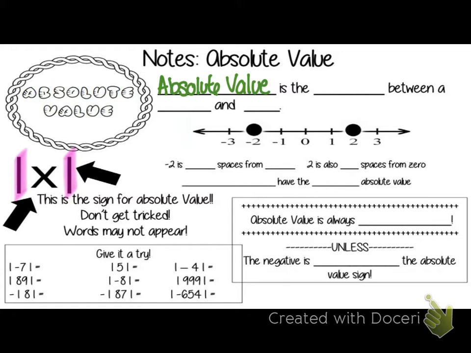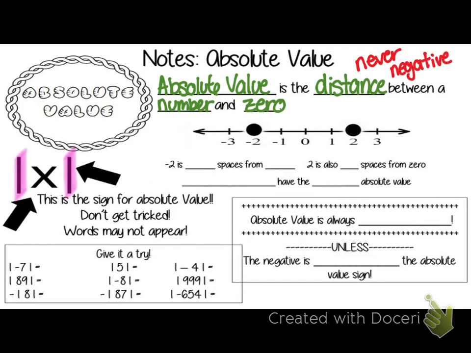Absolute value is the distance between a number and 0. So that's what absolute value is. It's just a distance between a number and 0. One thing that I want you to remember is that distance can never be negative. The reason why this is important is because it helps us always solve our answers when it comes to absolute value. You cannot measure distance backwards.